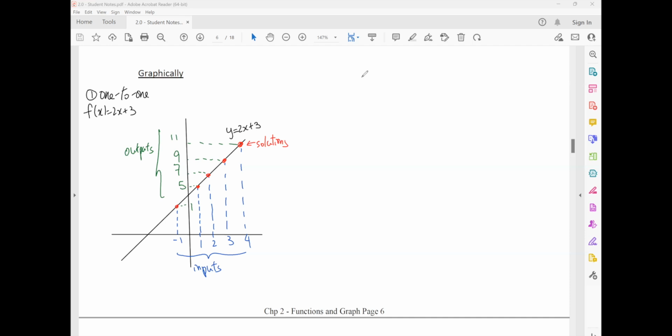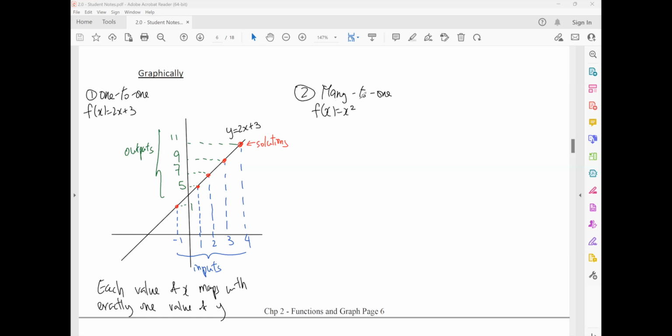Each value of x maps with exactly one value of y. You can see there's no overlap. I might not have space to do all three of them, but you should divide the space equally into three parts. The second one is a many-to-one function. We talk about f of x being x squared. This is a mapping function. So one-to-one and many-to-one are mapping functions.